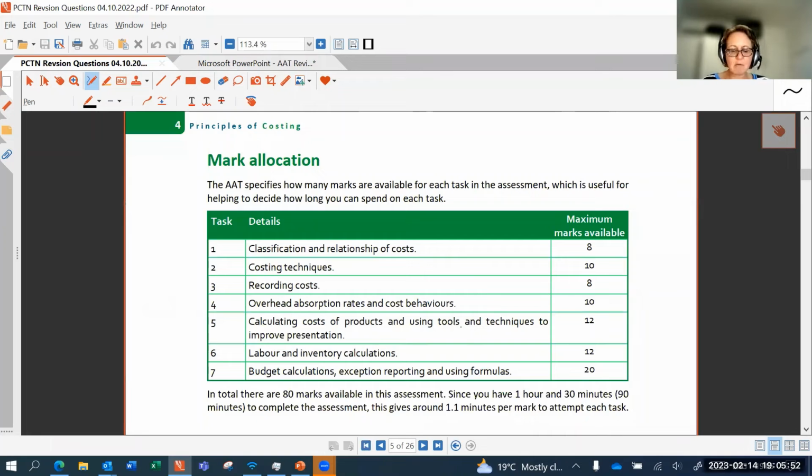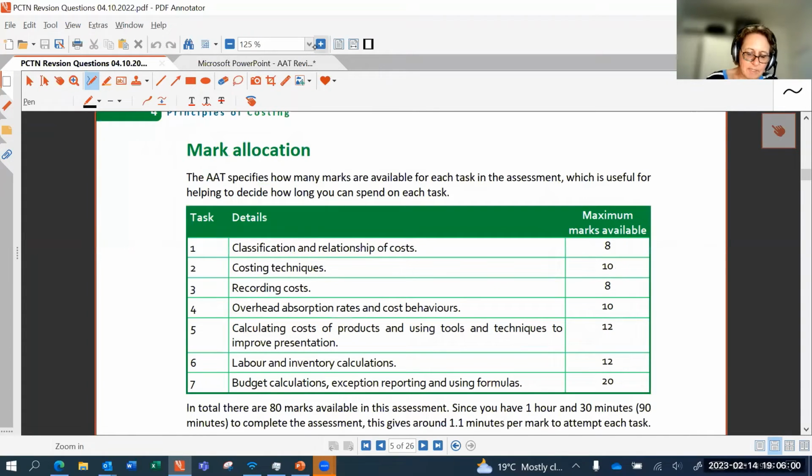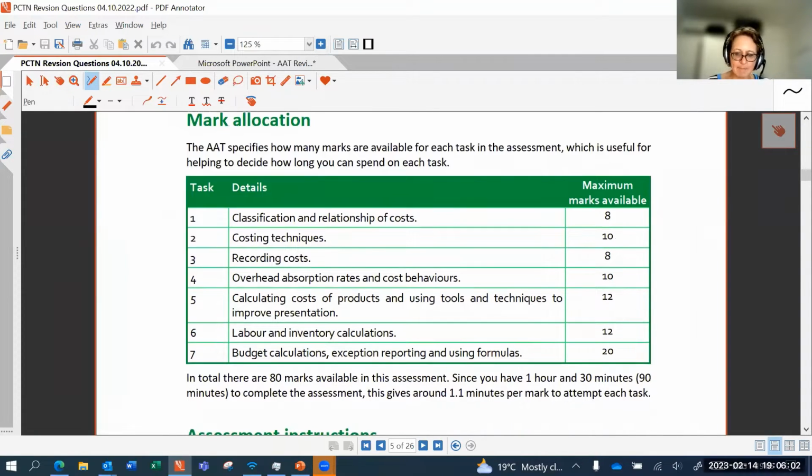Just a note there, the mark allocation is useful to have a look at, since we are just scooting past it. You can see that this exam is going to be made up of 80 marks in total. You get 1.5 hours to answer the questions making up those 80 marks. 80 marks available, 1 hour and 30 minutes to complete that. And we're looking at task number 1 and 2 this evening, so 8 marks and 10 marks respectively. That's going to be our focus for this evening.